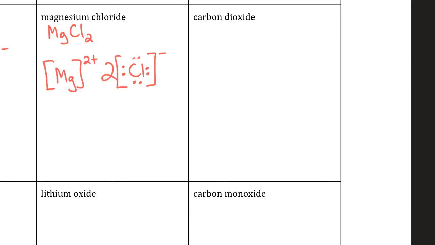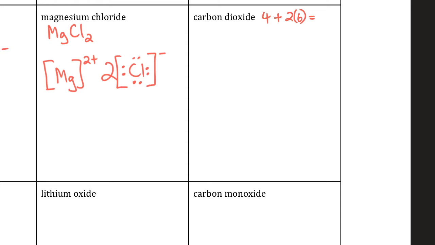Carbon dioxide. Carbon dioxide is a covalently bonded compound. It's a molecule, and you should know that. So we have carbon and oxygen. Those are both nonmetals, so it's got to be covalently bonded. So how do you do this? Well, what you do is you take a look at the valence electrons. Carbon has 4, and oxygen has 6, but there are 2 of them.